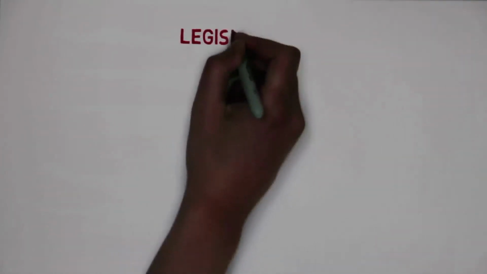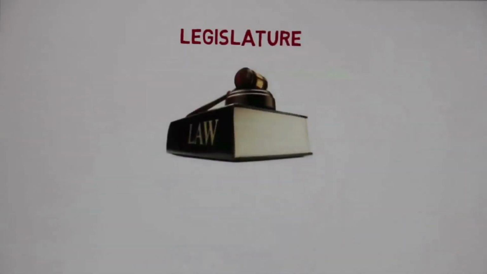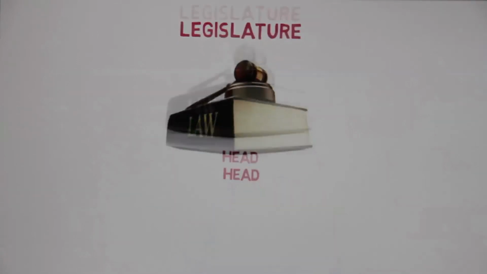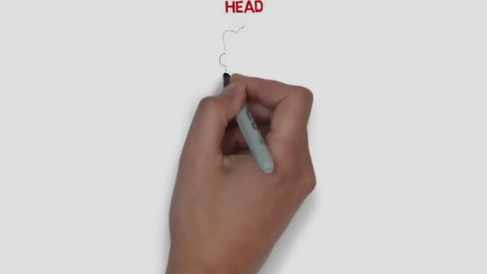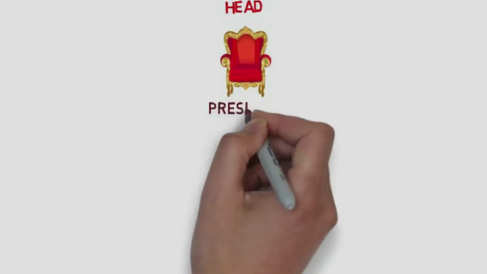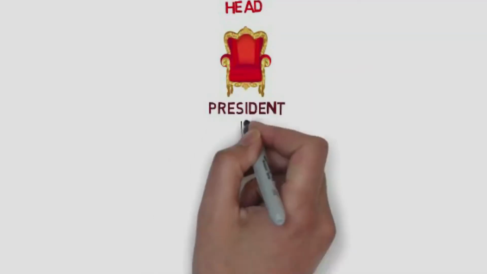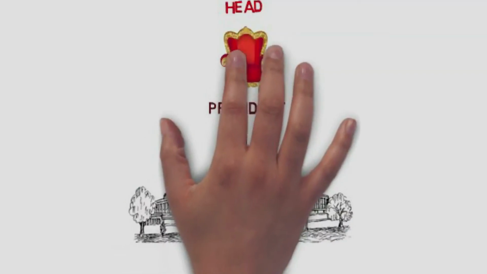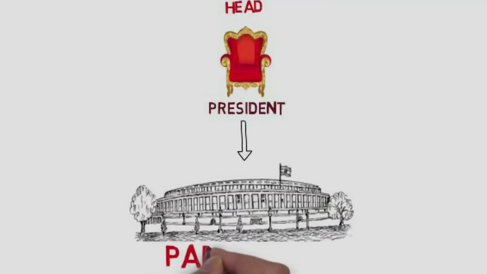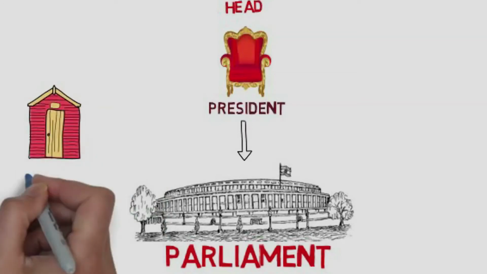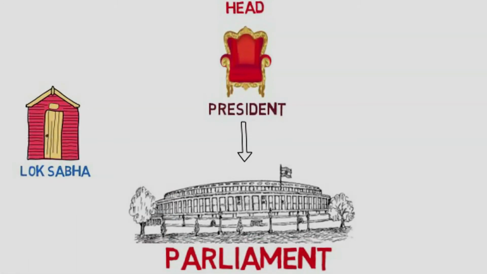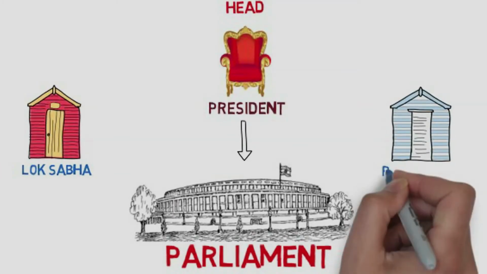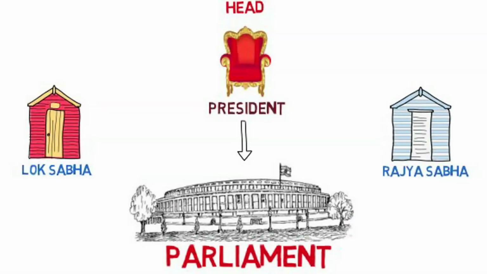Let's begin with legislature. So what is legislature? It is the set of people who make the laws. The head of legislature is the president, under whom there is a body called the parliament. Parliament consists of 2 houses. The Lok Sabha, which is the house of the people, and the Rajya Sabha, which is the council of the states.